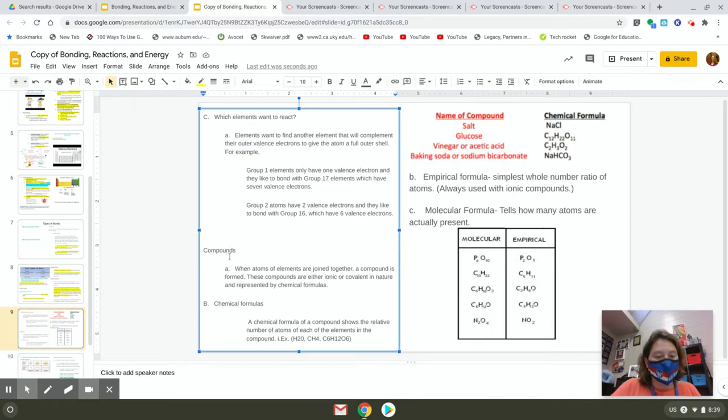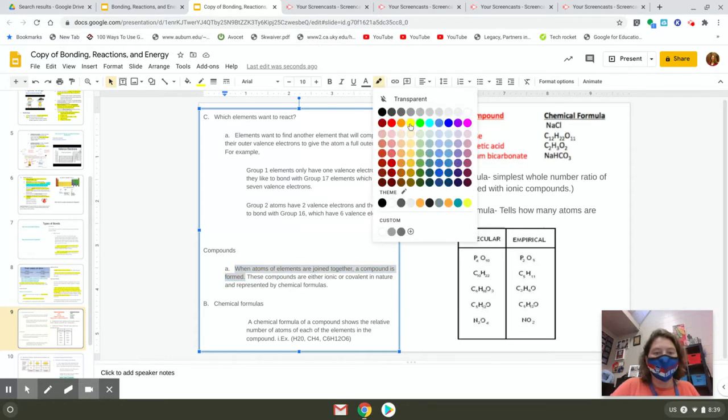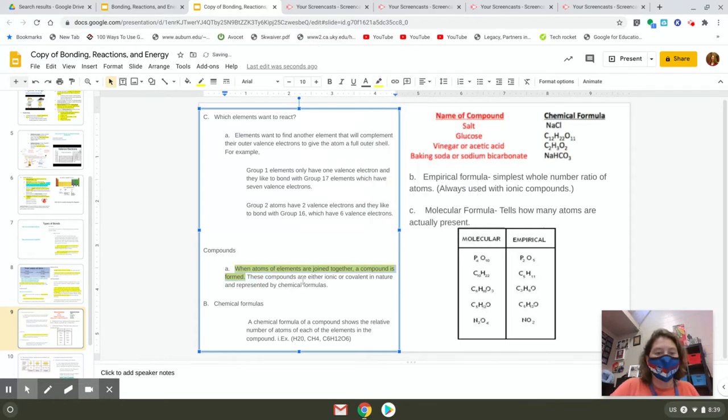Down to compounds. Letter A, highlight. When atoms of elements are joined together, a compound is formed. It's under compounds. Letter A. That's what you highlight.